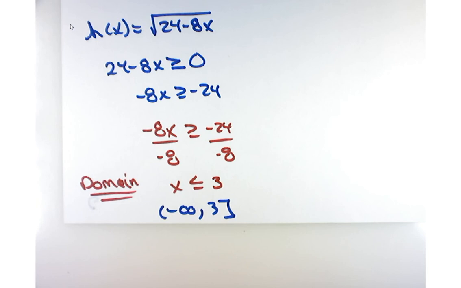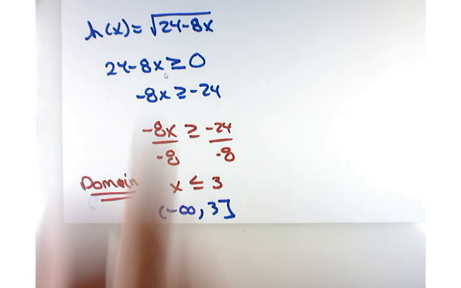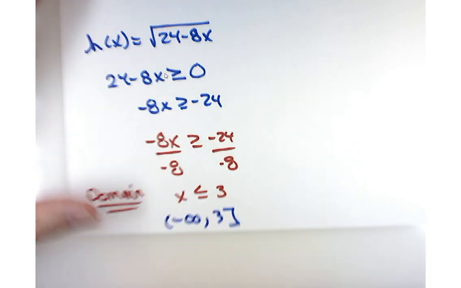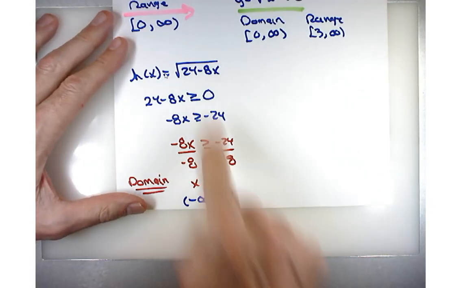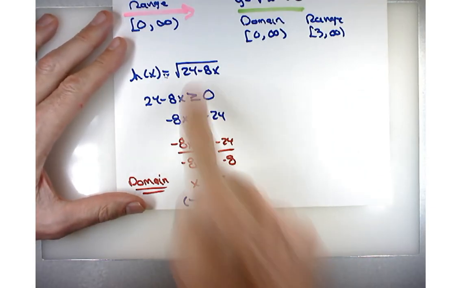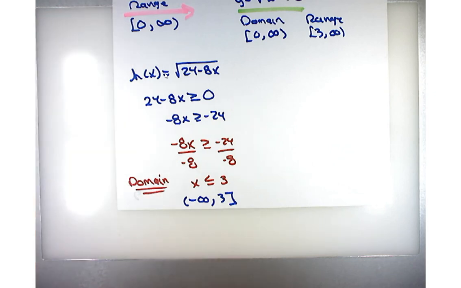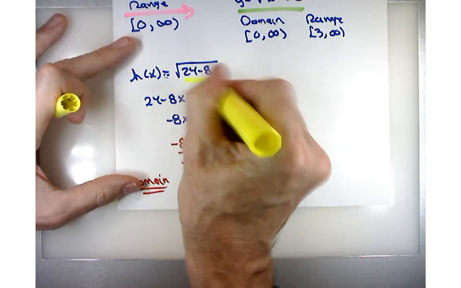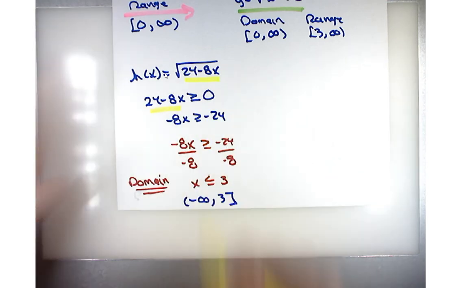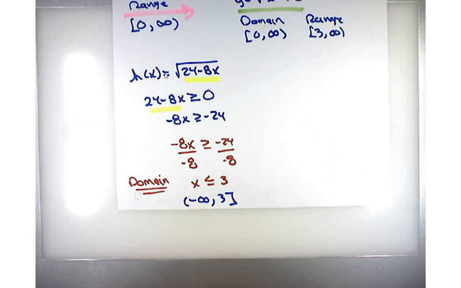Any last minute comments or thoughts on this last one? That one's kind of a friendly one. If I ask you for the domain, you don't have to worry about the graph at all. You can just do it algebraically. You want to make sure that this expression right here, whatever it is, is greater than or equal to 0. And then you solve, and you're done.